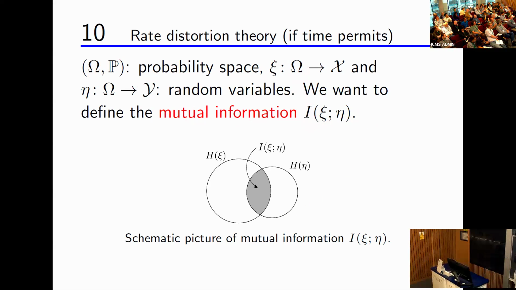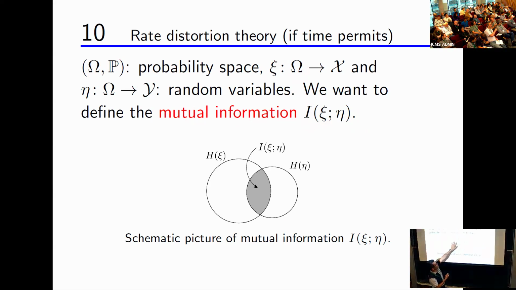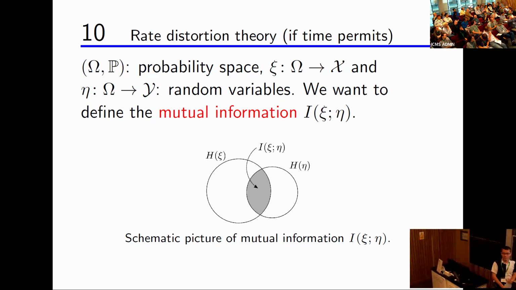So the left disk is the information of xi, and the right disk is the information of eta. And we want to calculate the amount of information shared by xi and eta. It is called mutual information. Of course, this is a very standard quantity. I have no originality about this definition, of course.